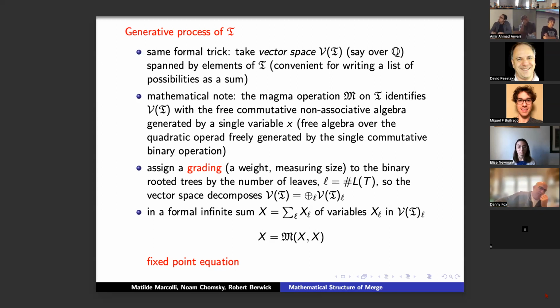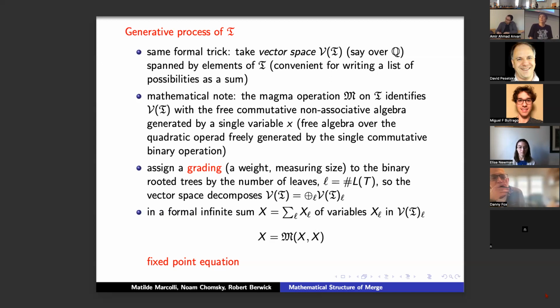Okay, so you can then form a kind of variable, right? Your unknown x. And your unknown variable x is a formal sum of one variable for each length L. Okay. So this is just a formal object. You just write it as your unknown, and you write an equation for this unknown variable. The equation is that x is equal to m of x with itself.